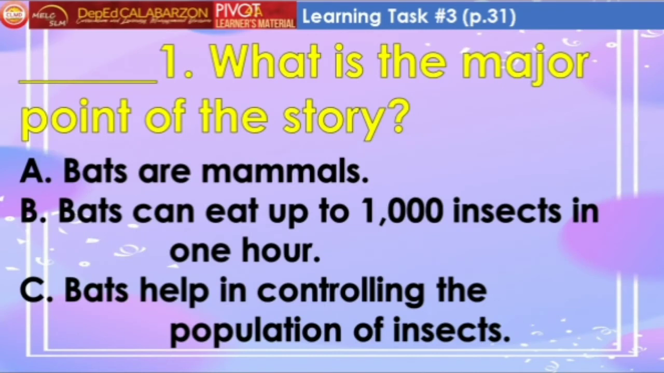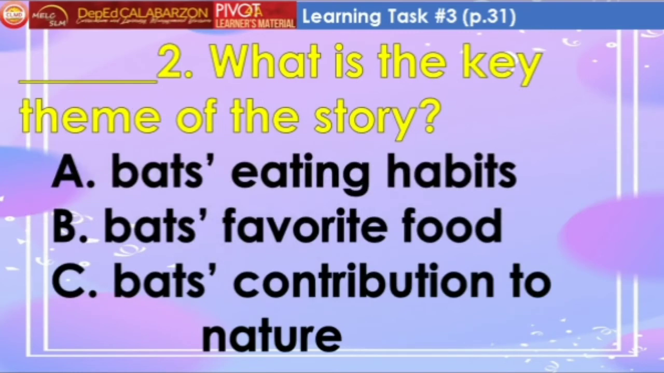Number 1 question. What is the major point of the story? A. Bots are mammals. B. Bots can eat up to 1,000 insects in 1 hour. Letter C. Bots help in controlling the population of insects. Number 2. What is the key theme of the story? A. Bots' eating habits. Letter B. Bots' favorite food. And letter C. Bots' contribution to nature.